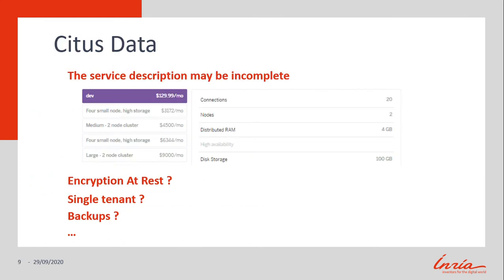The service description may be incomplete. For example, the provider's data does not provide important information about the service, like: does the service support encryption of data at rest? Does the service provide backup and single tenants?